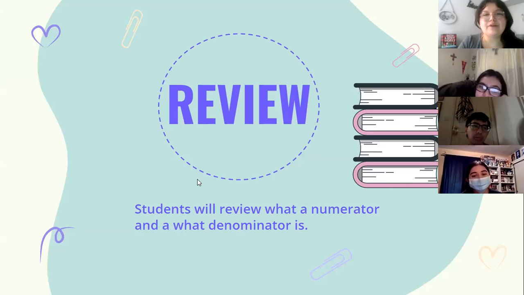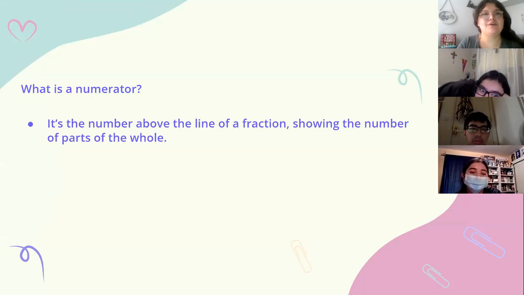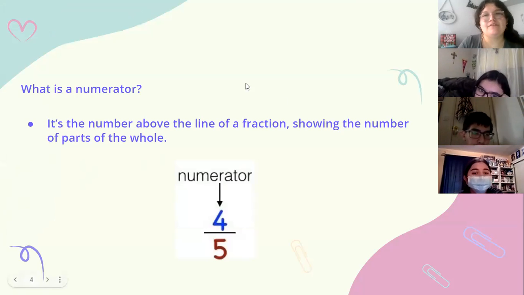So first, we're going to review what a numerator is and what a denominator is. Can someone tell me what a numerator is? Yamalin? A numerator is the top number of a fraction, and it is the number of equal parts that we have. Correct. So it is the number that is above the fraction. And here we have our numerator, number 4/5.